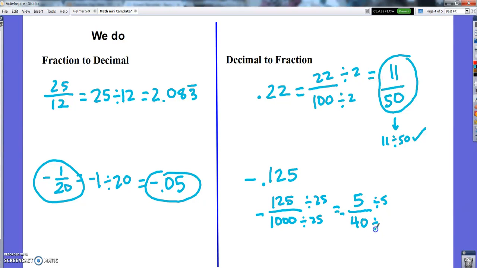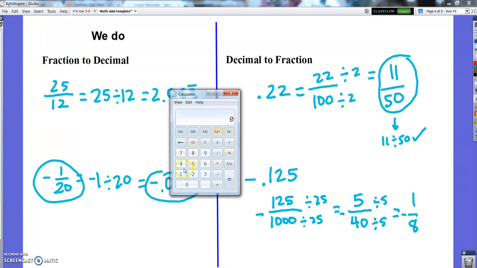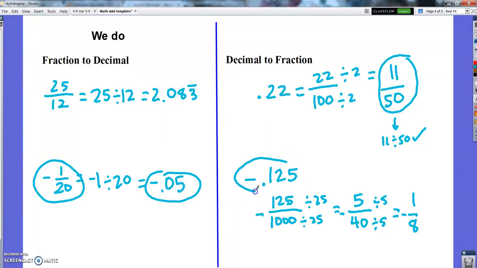5 on the top and 5 on the bottom. And that's going to give me negative 1/8. And so just to be sure, I'm going to check that 1/8 equals that. Eighth, and it does, so I'm good. So that decimal is equal to that fraction. And that, my friends, is how you do it.